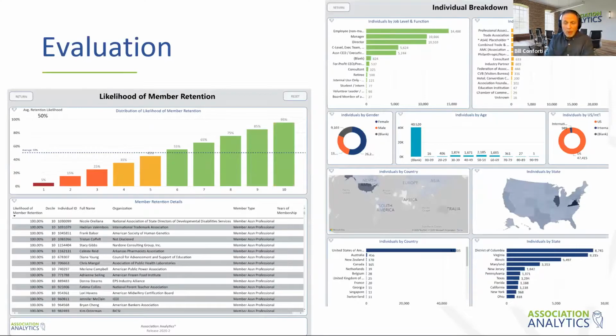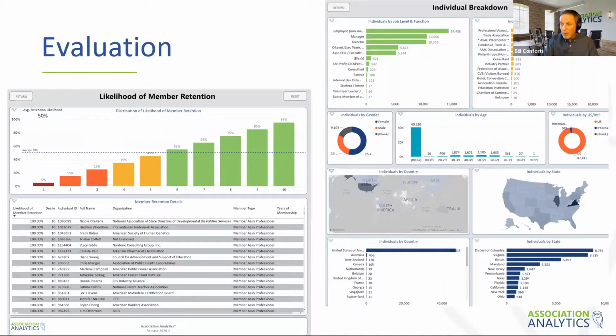So the way we present the data is in deciles, right? So every person, every individual, or every org, in the case of a trade association, is bucketed into one of these deciles. This tells you the likelihood that they will renew. And then we can go from there. We can look at the individual breakdown or the organizational breakdown of demographics. So we start to understand some things about the individuals in those orgs.